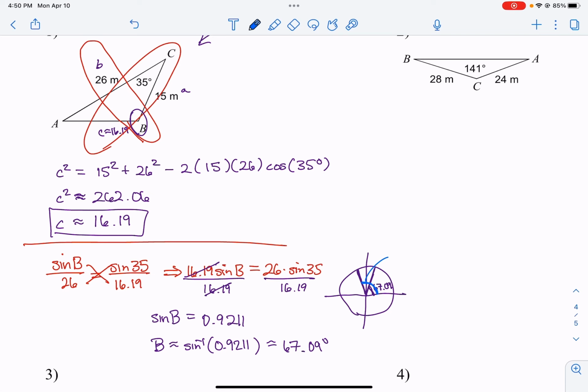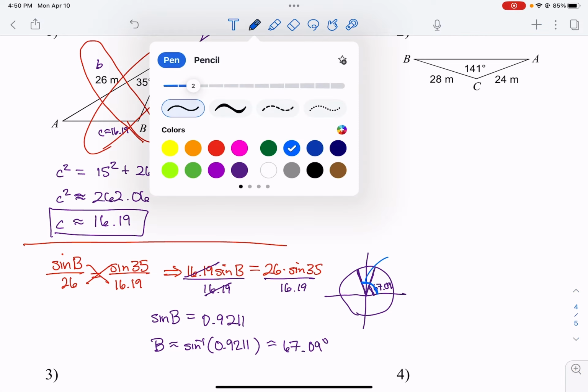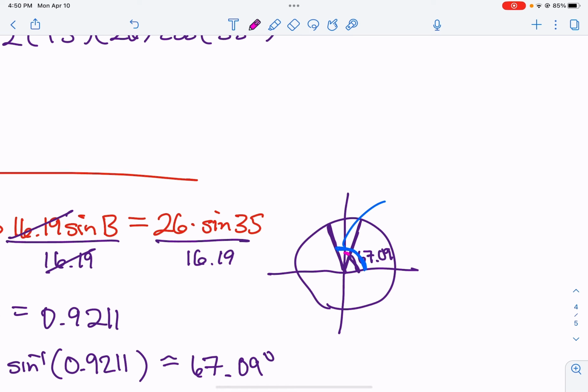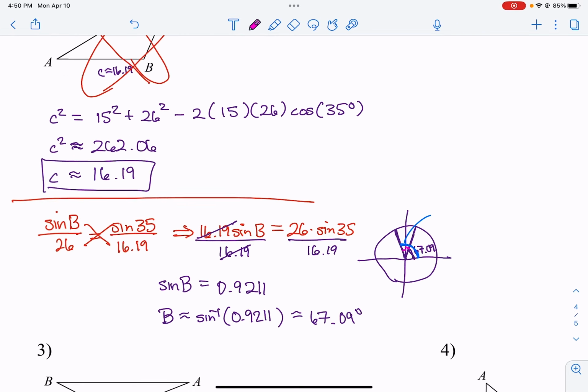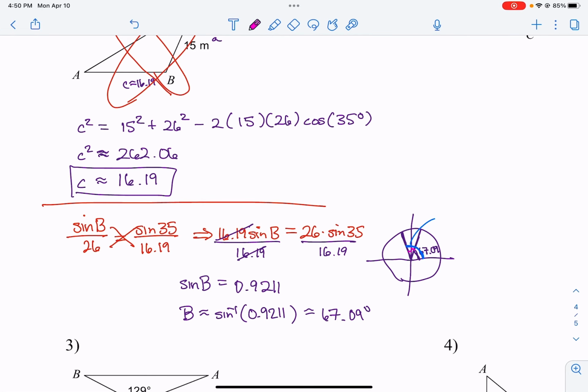So how do we find it? Well, let's think about the symmetry. If I can figure out the angular distance here, that's going to be the same as the angular distance here, and I could add that on to 67.09. So think about it: just take 90 minus 67.09. So one of those pink angles is 22.91. Let's double that. So two of those pink angles is 45.82.